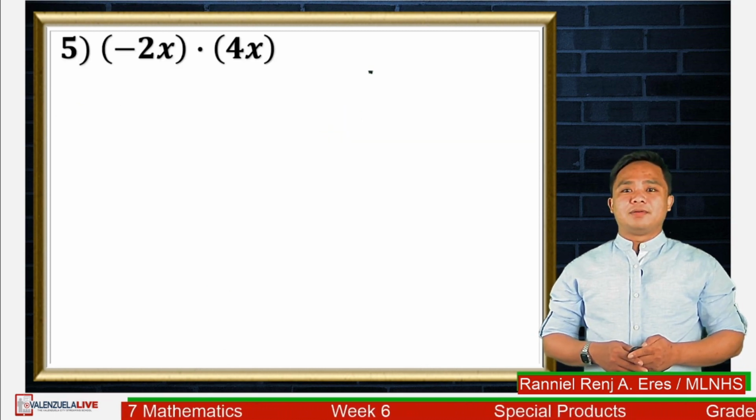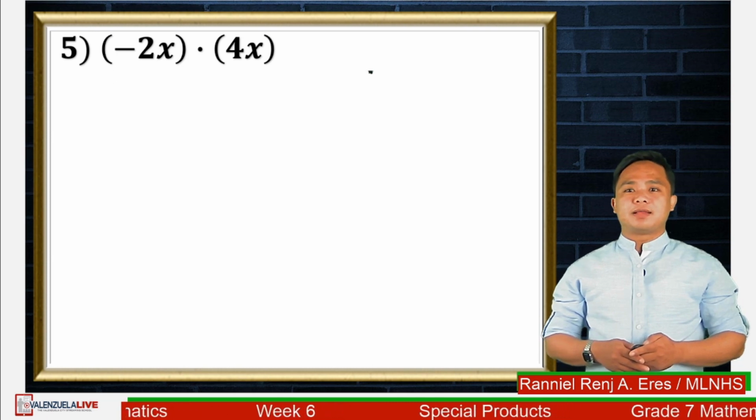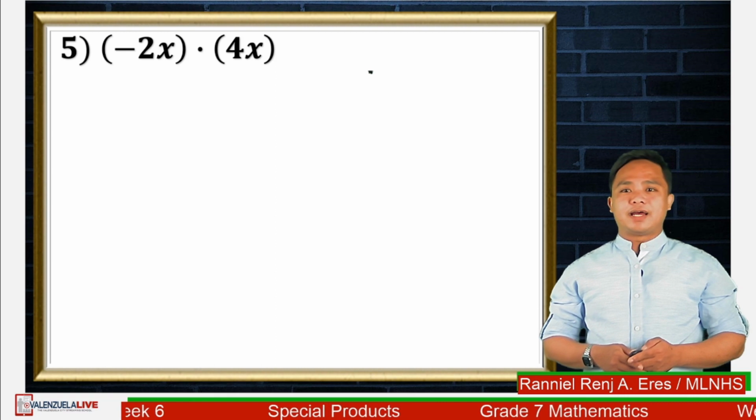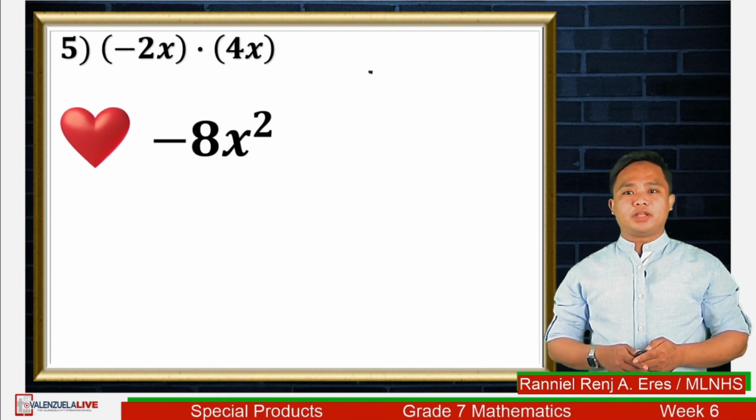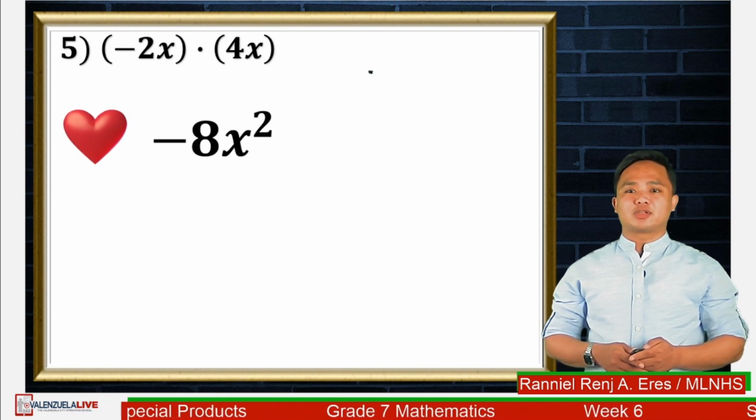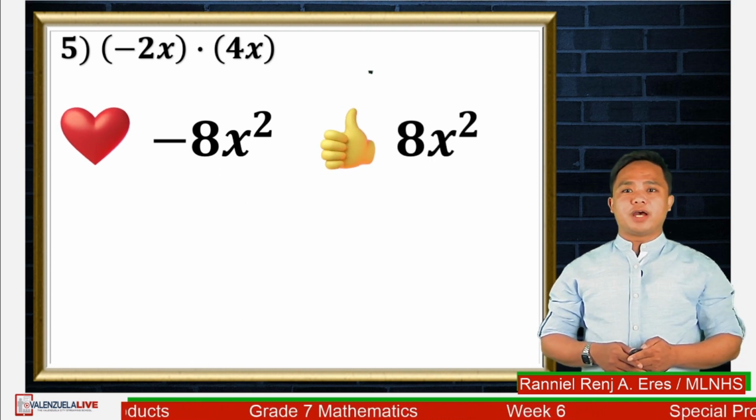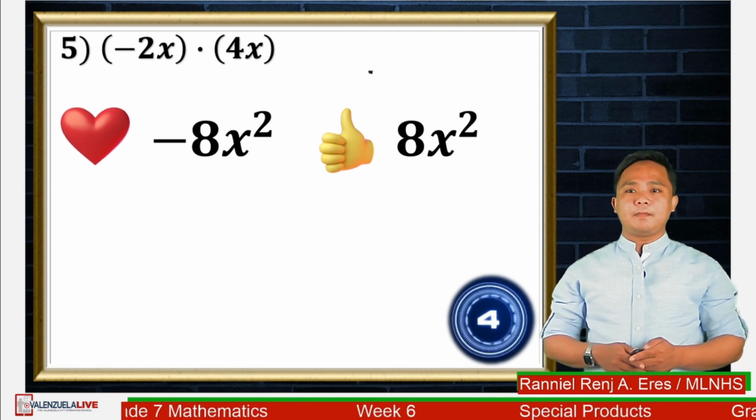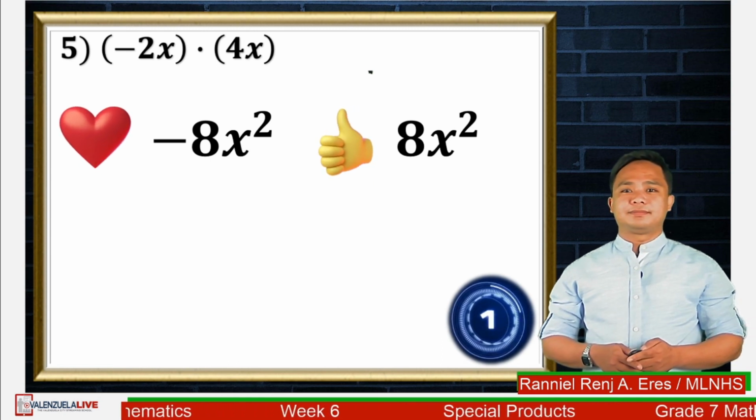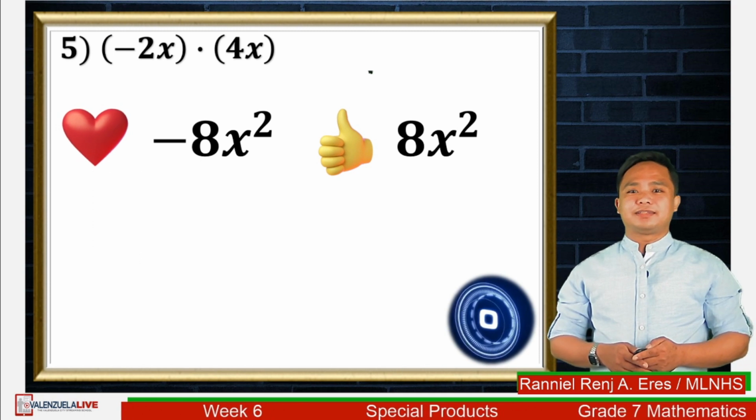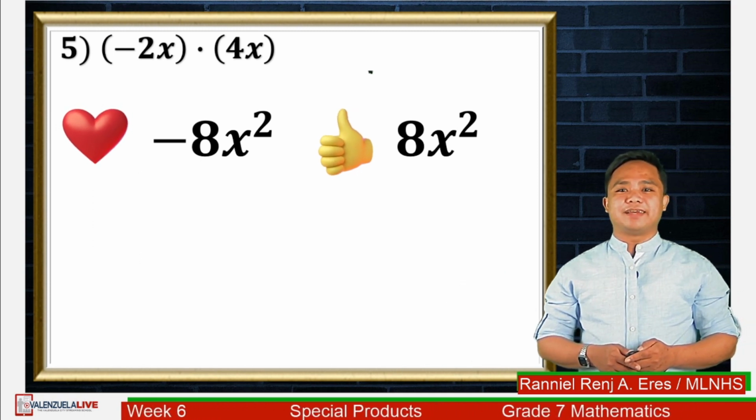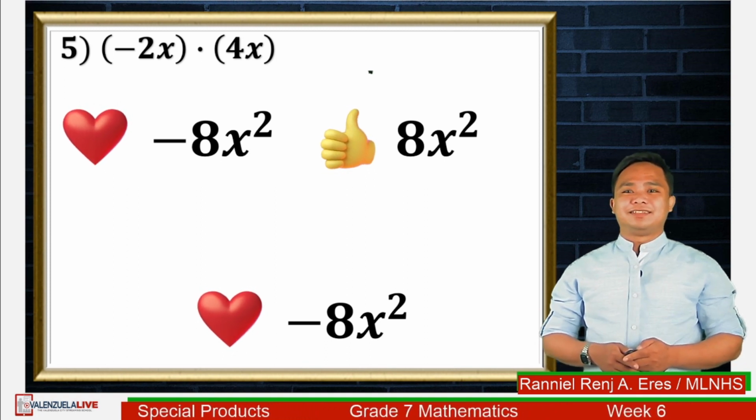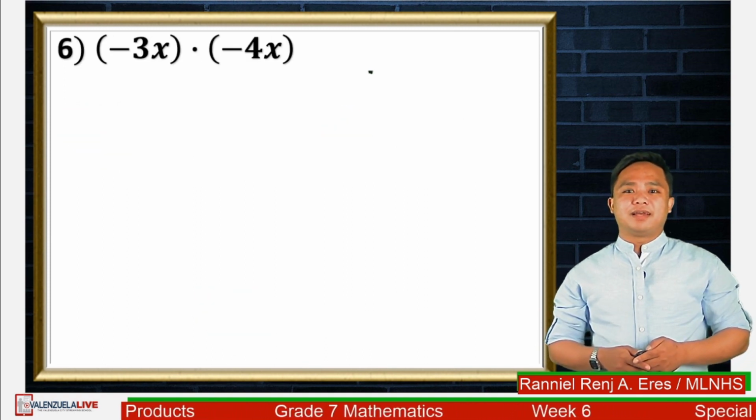Let's have number 5. We have negative 2x times 4x. Again, we have negative 2x times 4x. For heart, we have negative 8x squared. And for thumbs up, we have 8x squared. So your 5 seconds. Okay, time's up. So the correct answer is negative 8x squared. That is a heart.